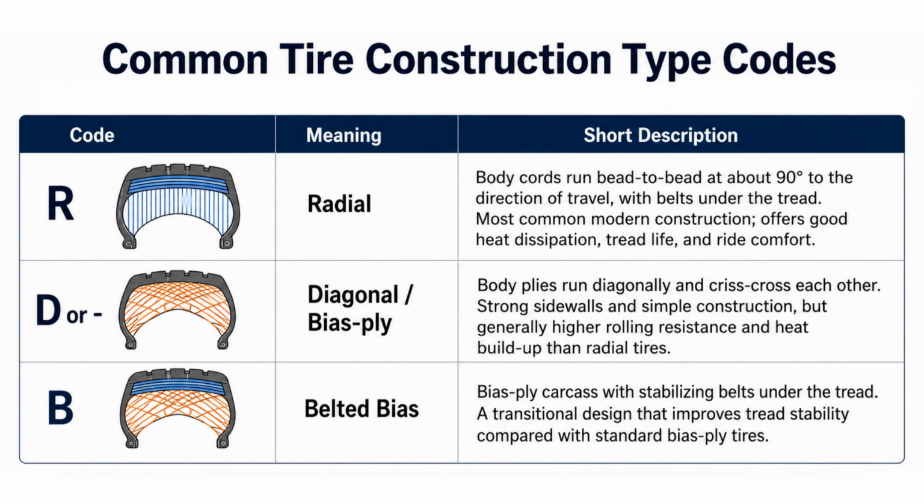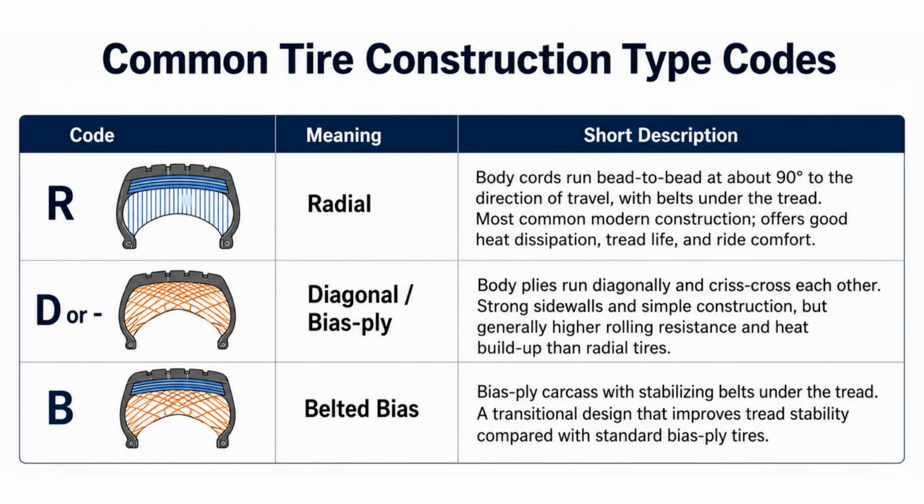This image explains the three common tyre construction codes found in sidewall markings. The letter R means radial construction, where the body cords run from bead to bead at approximately 90 degrees, with reinforcing belts beneath the tread. This is the most common modern design.